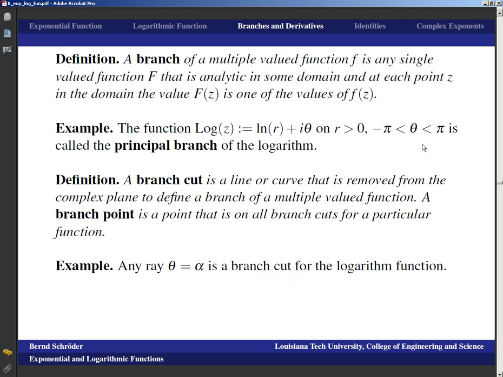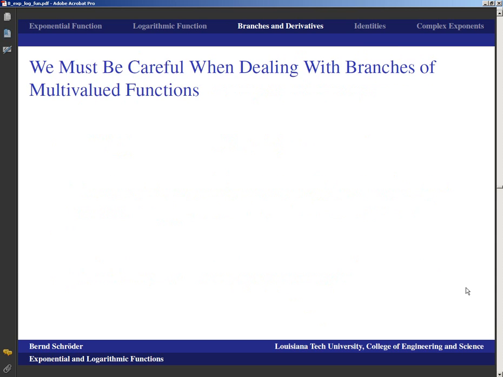We don't just need the principal branch cut. We could use any kind of ray or any kind of curve that goes from the origin without intersecting itself to infinity. And the point z equals 0 is a branch point for the logarithm because, well, the logarithm of 0 is undefined, and it turns out that you always have to go from 0 to infinity in some fashion to achieve a single valued function.